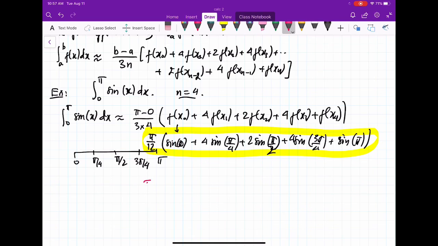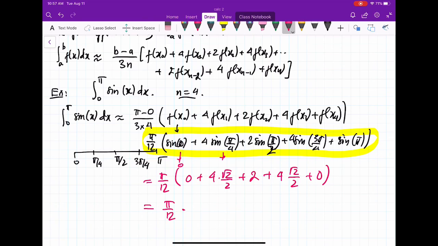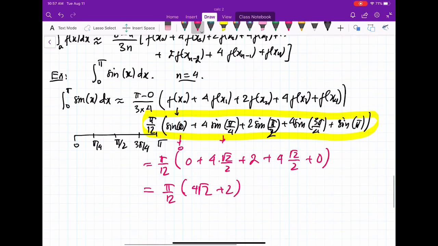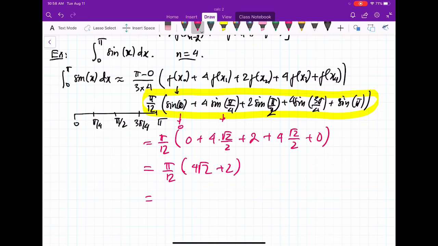Let's find it out. So you have pi over 12. This is 0. So this is 4 square root of 2 over 2 plus 2 plus 4 square root of 2 over 2 plus 0, which is times pi over 12. Here I have 2, 2. So basically that should be 4 square root of 2 plus 2, right? And that is, you can write, pi over 6 times (2 square root of 2 plus 1). Yeah, that's it.